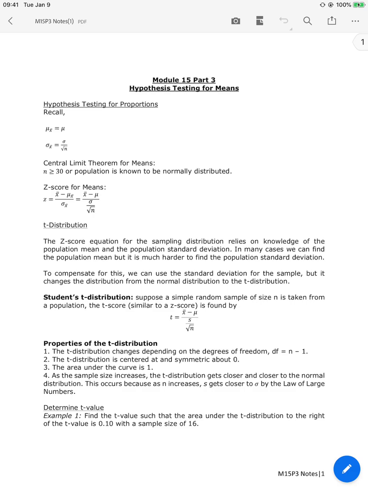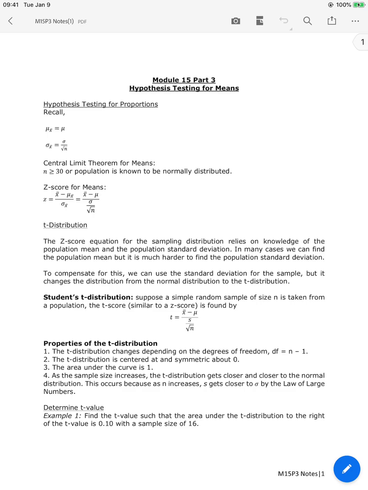From Module 12, the mean of the distribution of the sample mean is equal to the population mean. The standard error is the standard deviation of the population over the square root of n. The central limit theorem says our distribution is normal if we have a sample size of at least 30 or our population is known to be normal. And the z-score equation was the sample mean minus the mean of the distribution, or the population mean, divided by the standard error. So sigma over the square root of n.